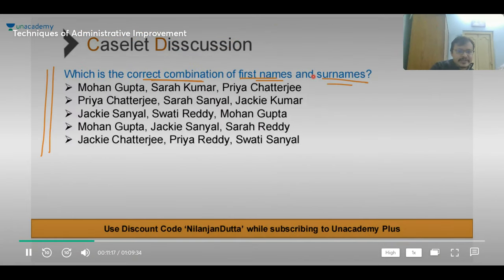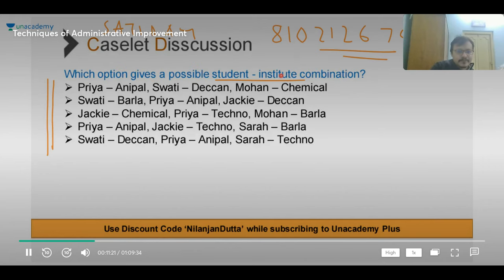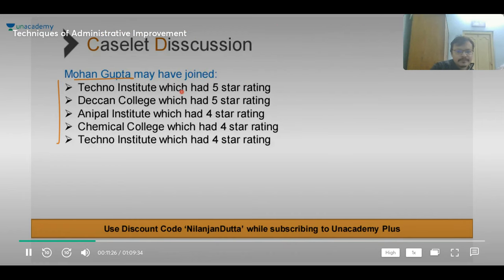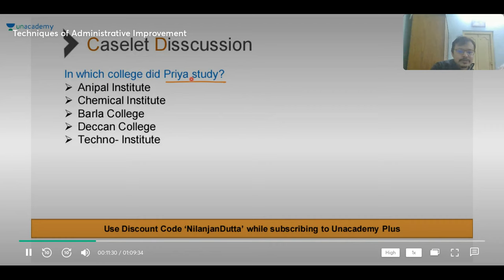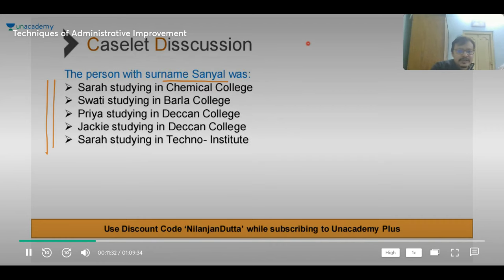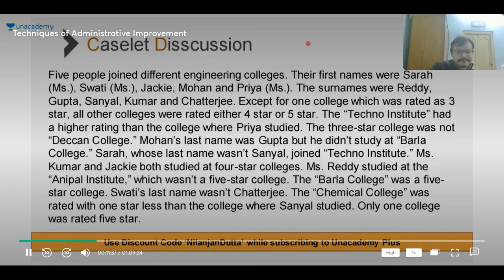These are the questions in the set. Correct combination of first name and surnames. Which are the possible student institute combinations? Mohan Gupta may have joined which of these colleges? In which college did Priya study? And the last one is, the person with surname Sanyal was which of them?